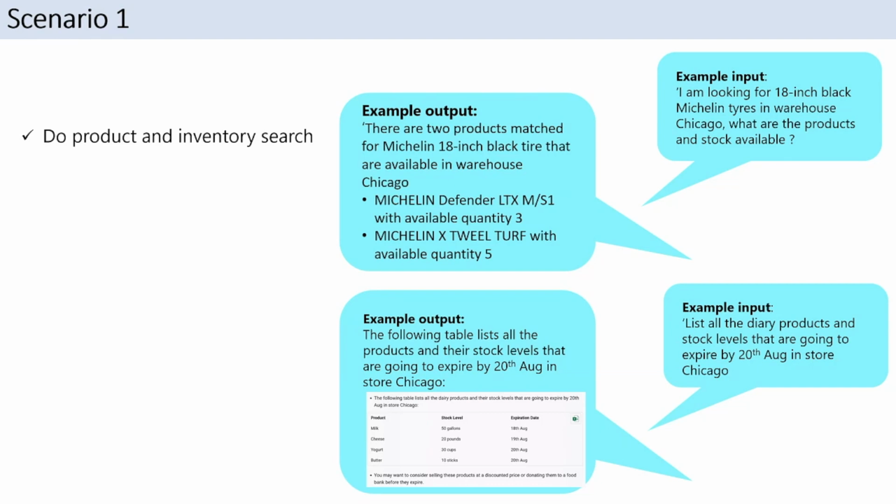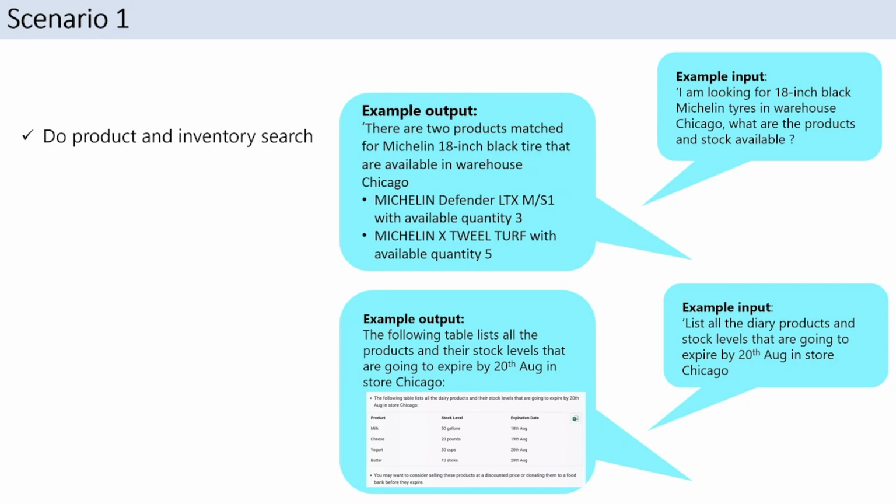Another example is for the food and beverage industry, where it's essential to know the product or the inventory by some critical business attribute, for example the expiration date. Especially in the fruit or meat industry, they want to know which batch of their goods or products will expire soon. This information is normally stored in the batch attributes, like the expiration date or the batch information. So you can simply ask the Copilot to list the products and stock levels that are going to expire by August 20th in store Chicago.